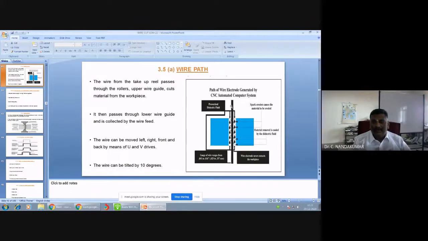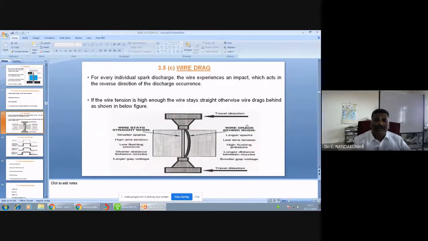Here the wire will move between the workpieces. The blue color is the workpiece. So for the wire drag, during this particular machining operation, we should have very good tension for the wire. Without the tension, it will get loose, and we cannot machine that particular object. Otherwise, it will make a very bad object.